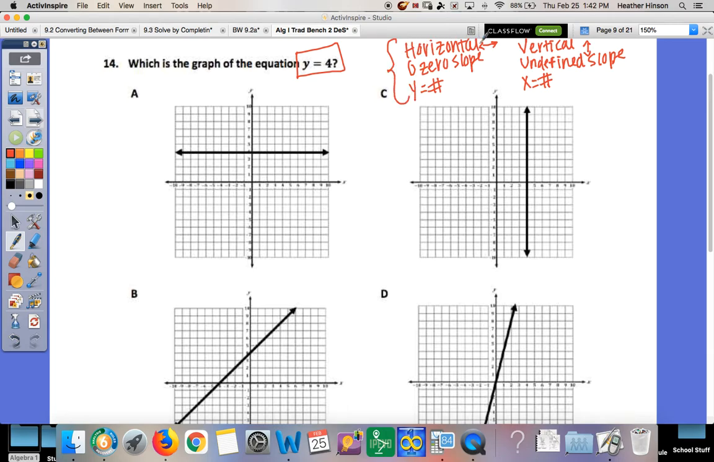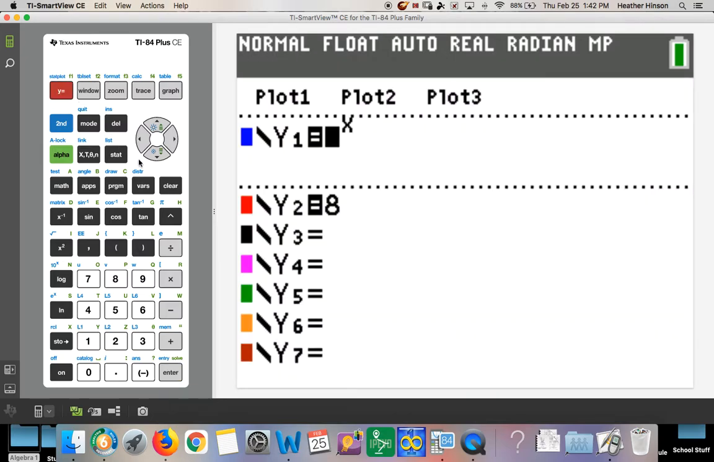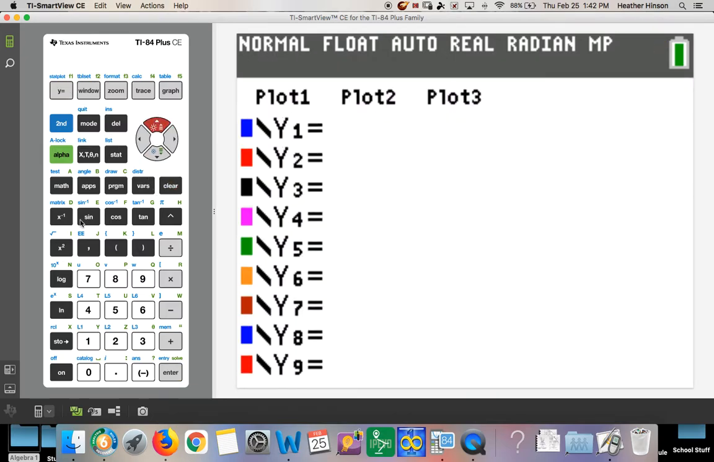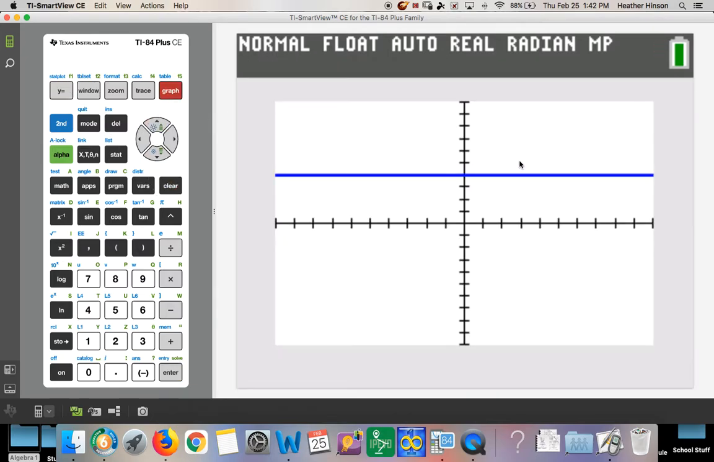This one needs to be horizontal, which is across. So which one of these is horizontal? A. If you don't remember Hoy-Bucks, you can always just graph this. Graph y equals 4 in your calculator, and you can match it to the graph on your paper. It's just a straight line across, so it matches A.